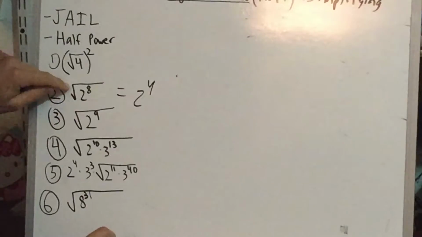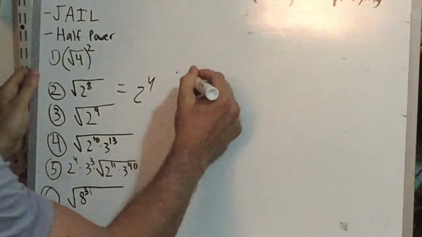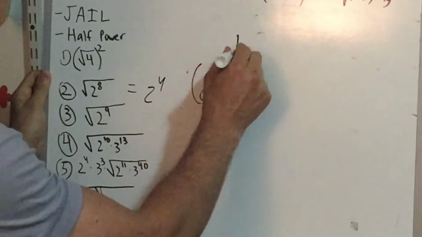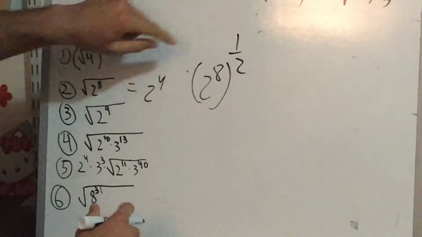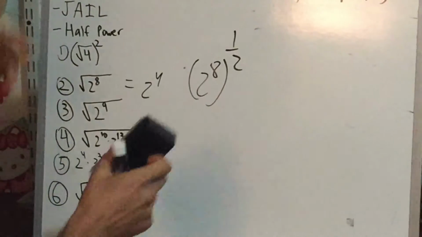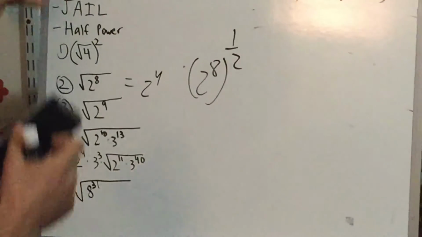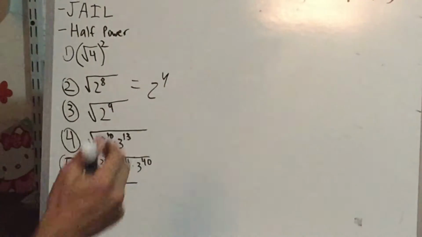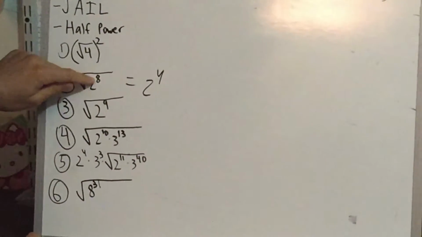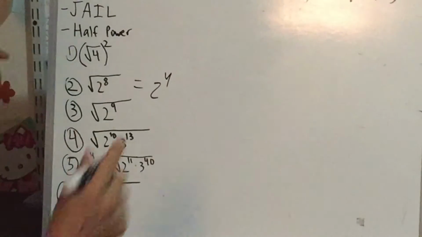Specifically, we applied this half power to the 8, so we literally did this. The 8 times a half, because it's a power to a power, gets you 4. So you could think of it as exponent rules, or you could think of it as like a jail, whatever works for you guys. So when the power is even, this works out really nicely. You just basically have the power.